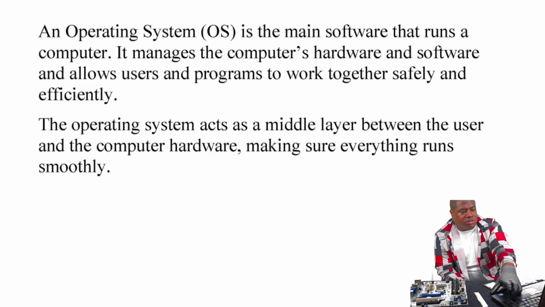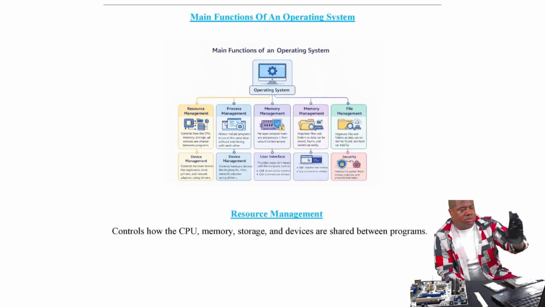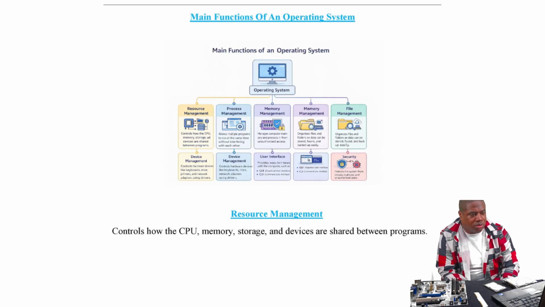So an operating system, OS, is the main software that runs on a computer. It manages the computer's hardware and software and allows users and programs to work together safely and efficiently. The operating system acts as a middle layer between the users and the computer's hardware, making sure everything runs smoothly. So here's just a little layout for you. This is everything we're going to talk about.